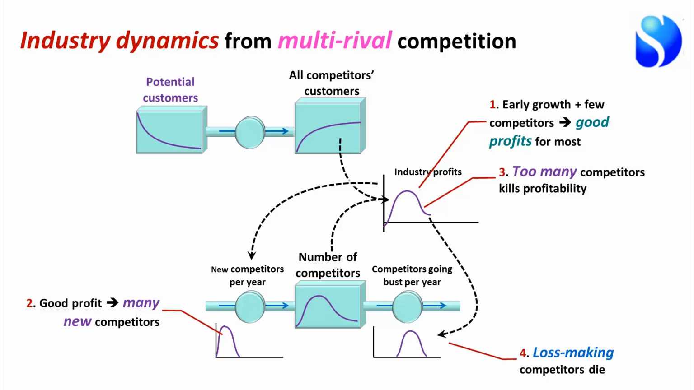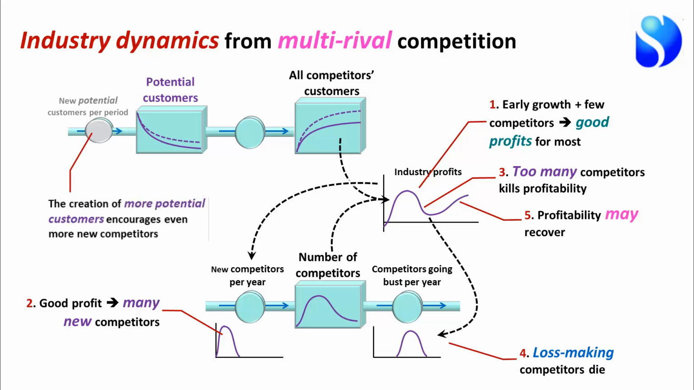What then happens is that you see competitors actually going bust and leaving the market. And over a period of time, those loss-making competitors leave the industry. The number of competitors drops down. And if the number of competitors drops enough, you can actually see profitability recovering again. It's not necessarily the case. It depends on how strongly motivated each of the competitors is to hang on in there and try and make a living in this more mature industry.